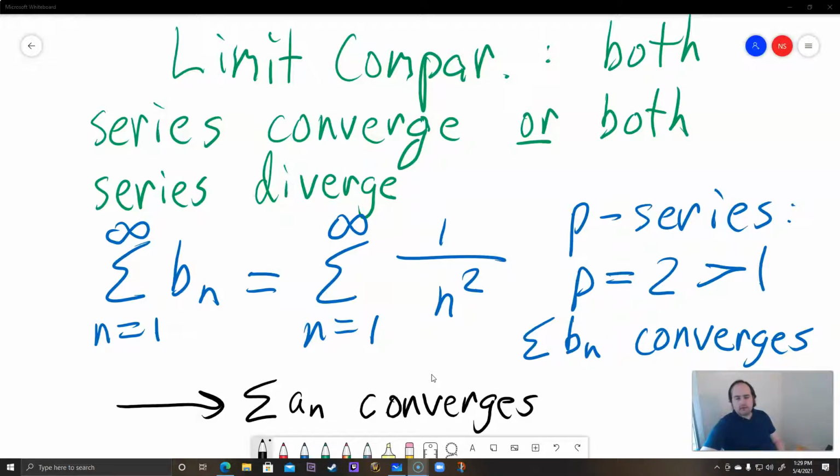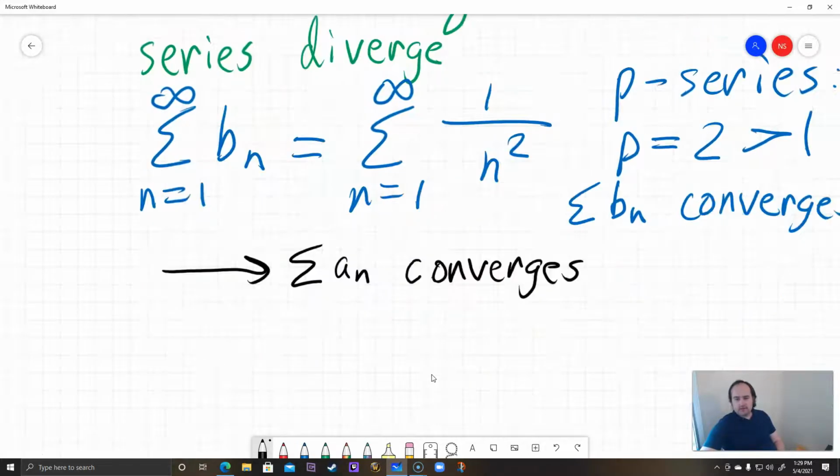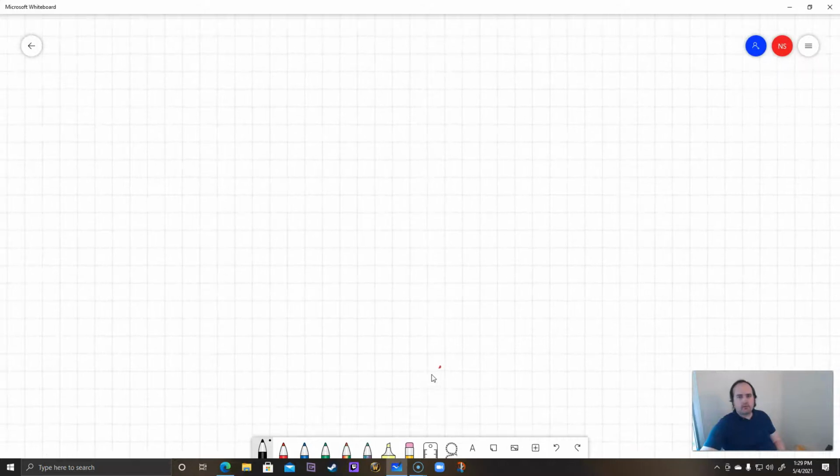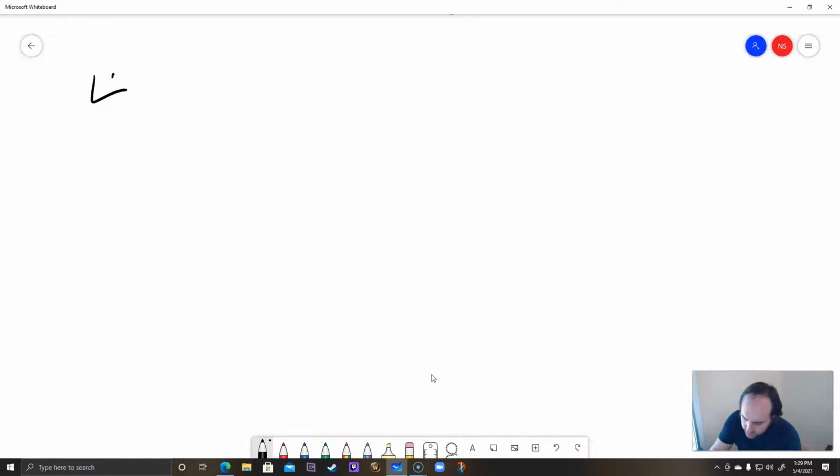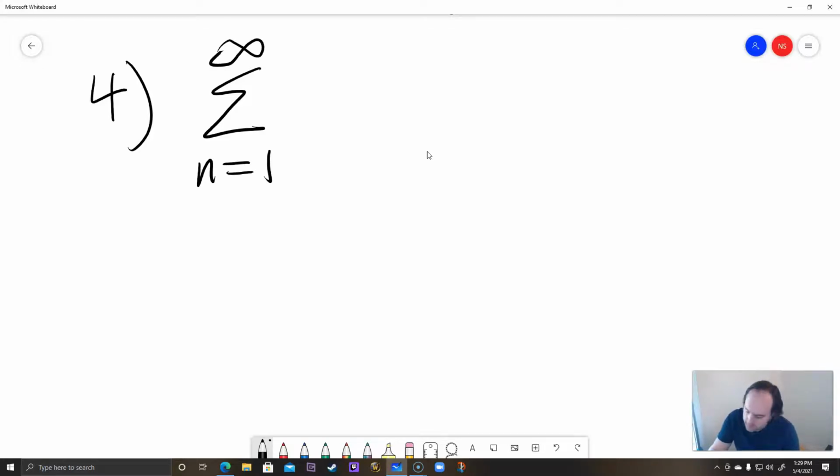Alright, so we finished example number 3, and then there's just a few more I want to do to prepare you for your homework. Okay, so let's take a look at example number 4. So this one looks a lot like an earlier problem. This one is the sum from n equals 1 to infinity of sine squared of n over 2 to the n.